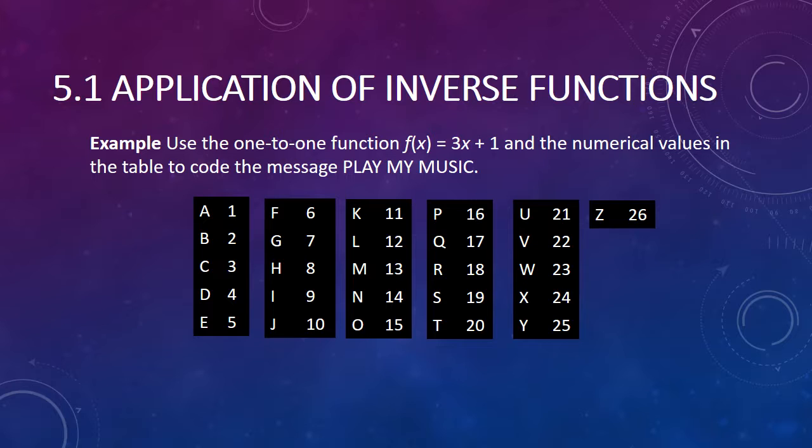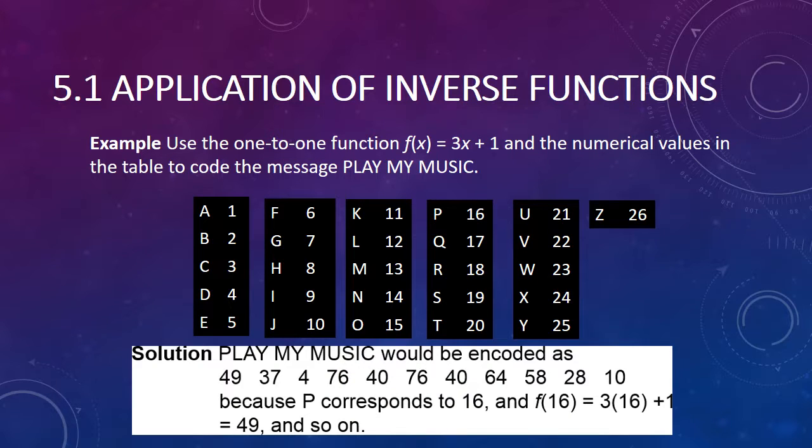What you're going to do is take each letter, like P. The number for P is 16. You're going to put that in for x and get a new number for P. And you're going to do that for every letter in the statement. Pause the recording, give it a try, and resume to check your answer.